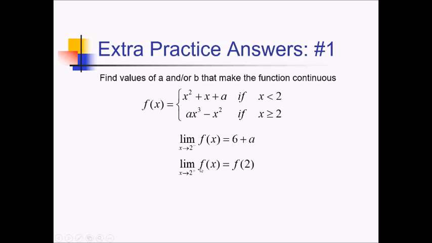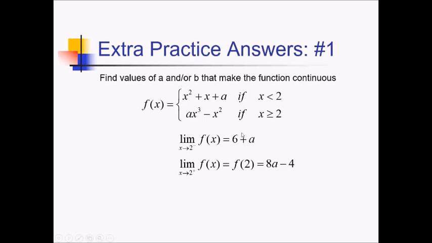Now for the right side limit, which also happens to equal the function value here, so we're getting both of those for the price of 1. That's going to be a times 2 cubed minus 2 squared, so that's 8a minus 4. And in order for this thing to be continuous, the limit has to exist. So 6 plus a and 8a minus 4 have to equal each other. Left has to equal right. And all of that has to equal the function value, which also happens to be 8a minus 4.